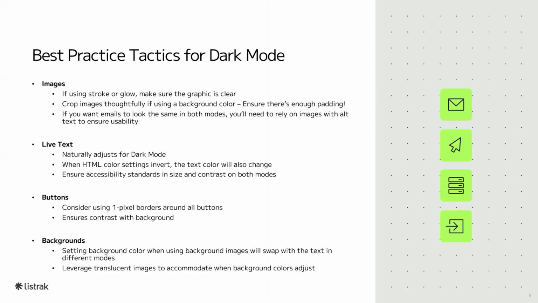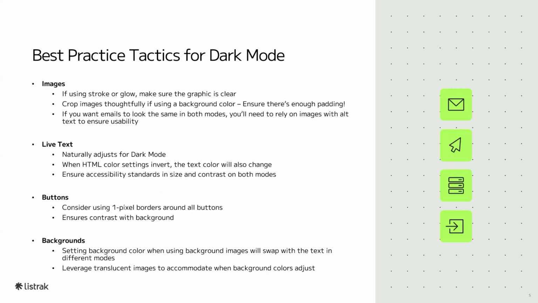For your images, make sure to use a stroke or glow to ensure that graphics are clear, especially with iconography or your logo. Be sure to crop your images thoughtfully. If you're using a background color, you need to make sure there's enough padding so the content can remain readable. And if you want your emails to look the same across different modes, you'll need to rely on images with alt text to ensure usability. This is especially important if you want to keep your background color and text color the same throughout both.